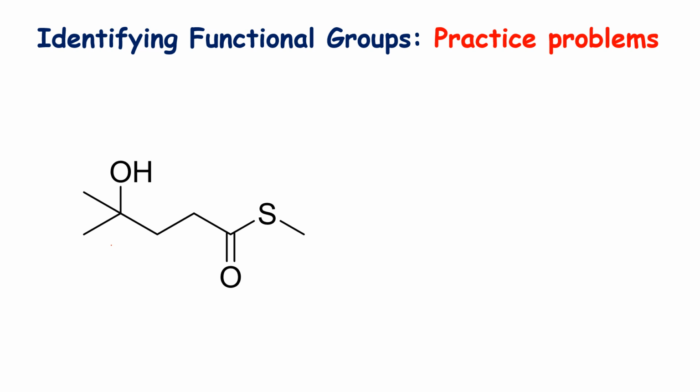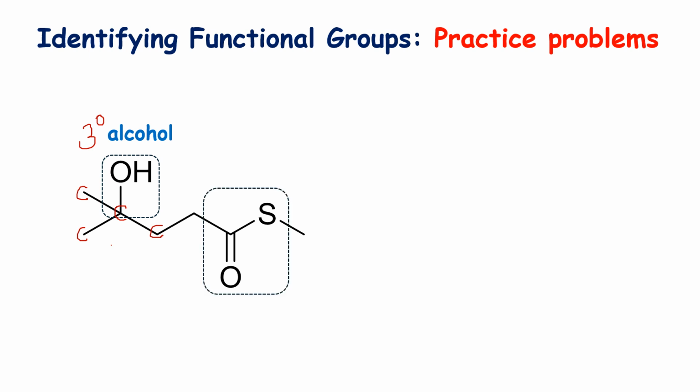In this molecule, there is an OH group. So we have an alcohol, but the carbon holding the OH is attached to 3 carbons. Its first neighbors are 3 carbons. So this is an example of a tertiary alcohol.